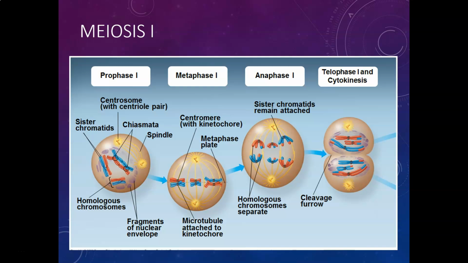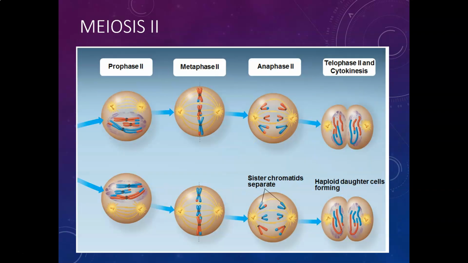All right, and now a cleavage furrow is going to form if we're talking about an animal cell. The nuclear membrane starts to come back, but we now are going to end meiosis 1 with 2 cells that are haploid. And that is going to quickly turn into meiosis 2.